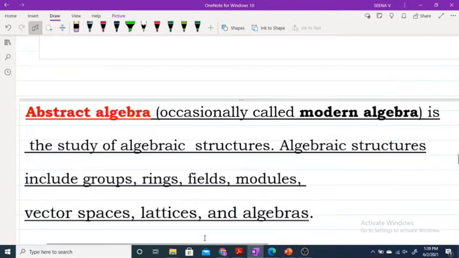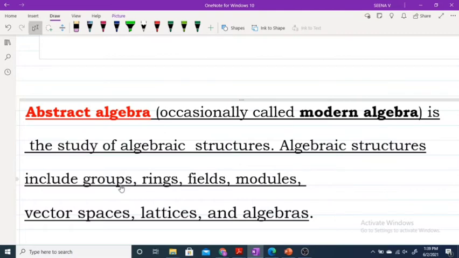Okay, so which are the algebraic structures? This is actually the algebraic structure which includes groups, rings, fields, modules, vector spaces, lattices, and algebras. Each of these terms are familiar to you, but the meaning in our mathematics is different. Okay, group, you know what is meant by a group. Okay, a group of people like that. But in algebra, we have another definition for groups.